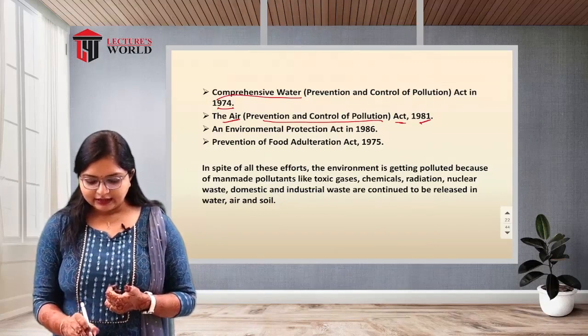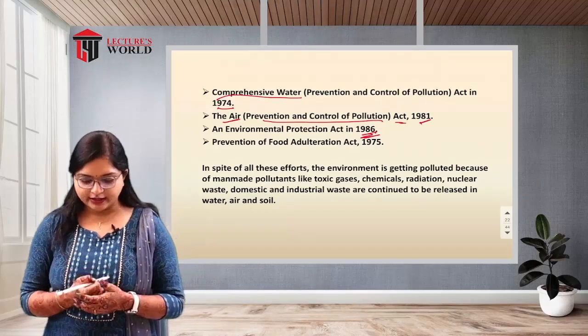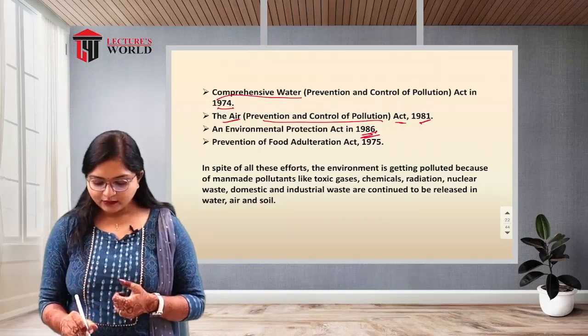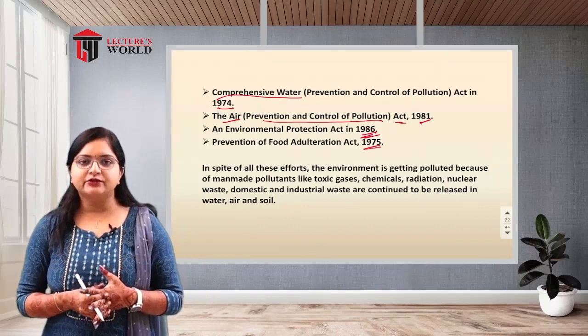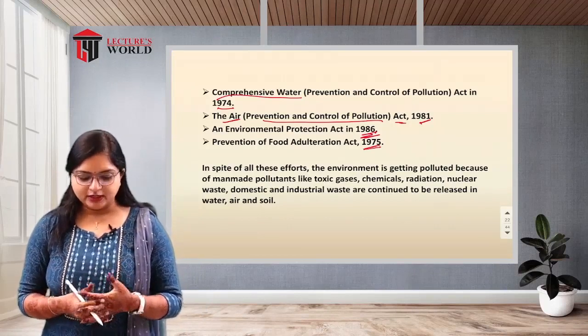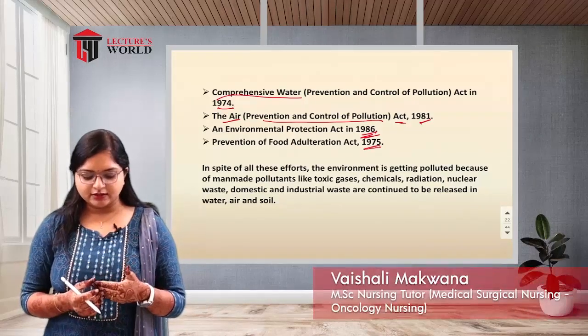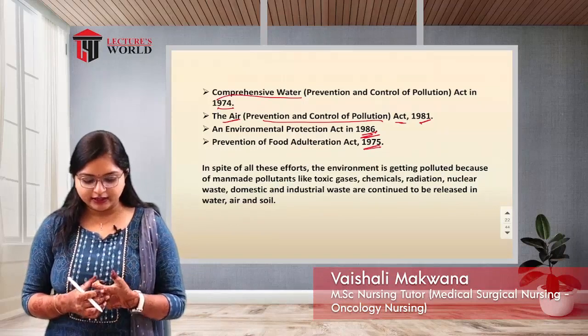In 1986, the Environmental Protection Act was enacted. And in 1975, the Prevention of Food Adulteration Act was promulgated. So these are the acts which came into enactment.